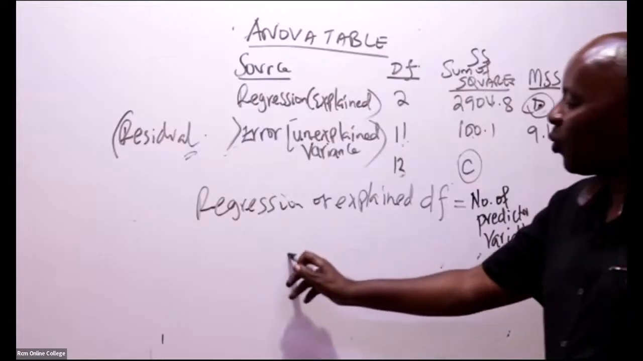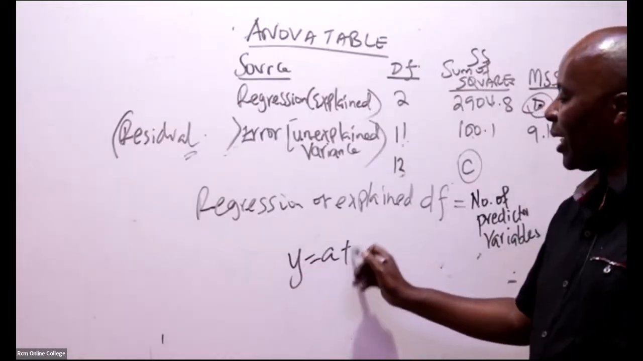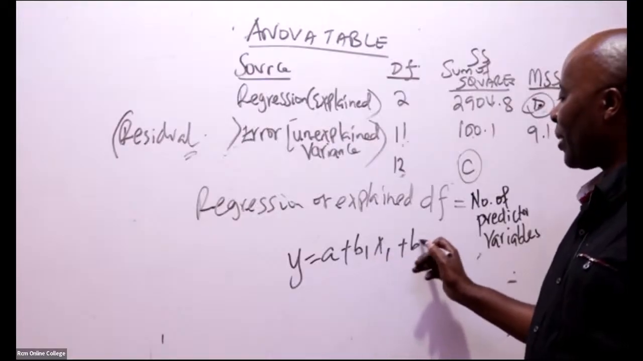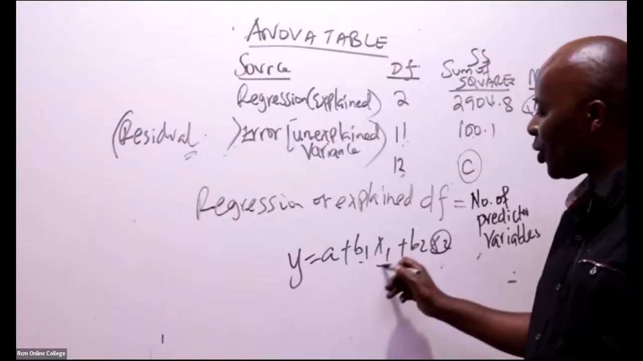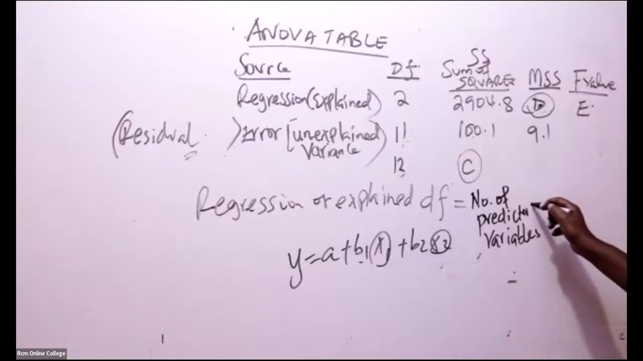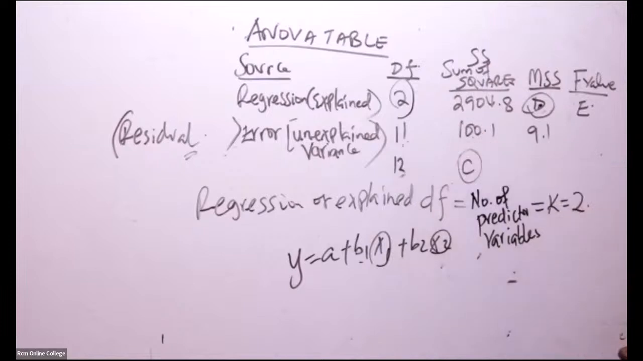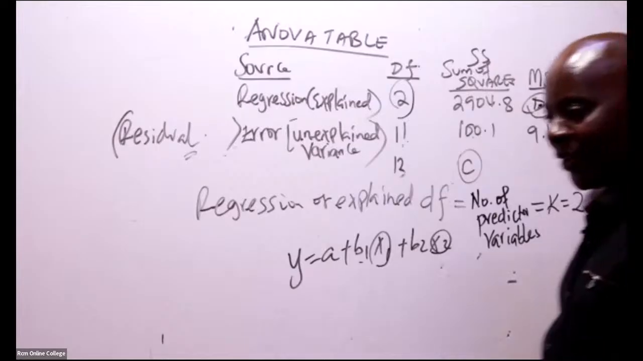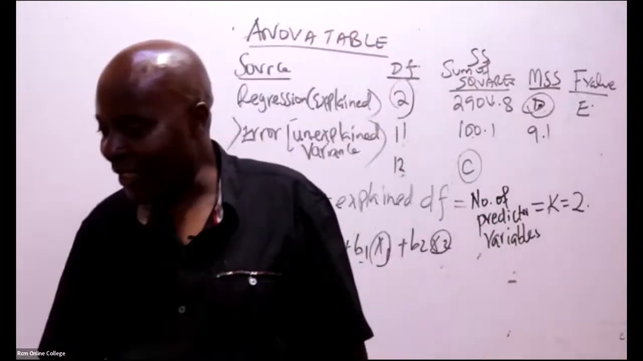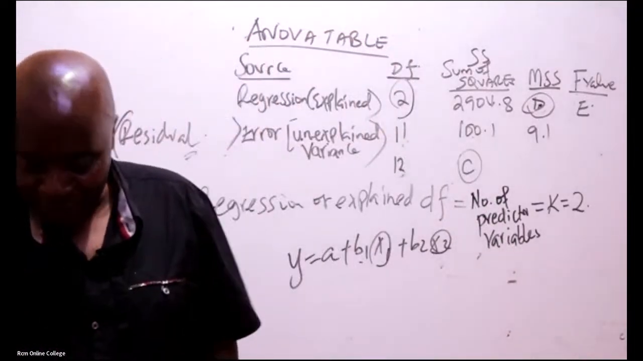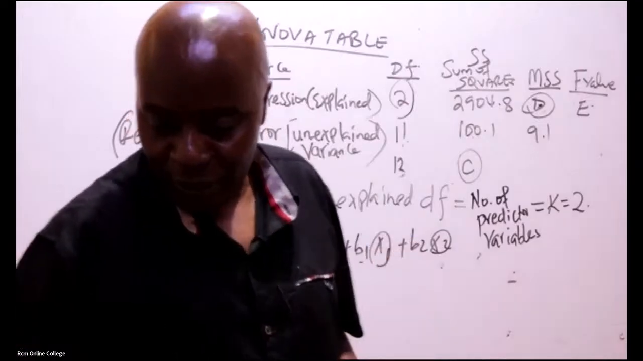So remember we had y equals a plus b1 x1 plus b2 x2. These are the predictors. There are only 2. So this is the number of predictor variables, which is equal to k, which in this case equals 2. Thank you very much for bringing that up. And I believe now we are okay. So can I go to the next question, my great students? All right. Now we are comfortable. We can go on to the next question.